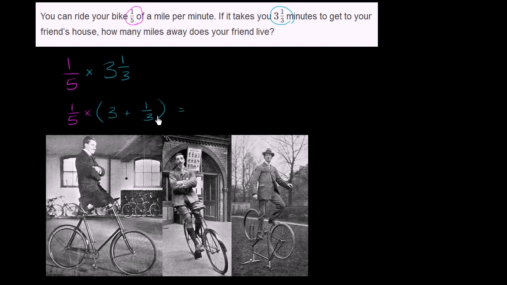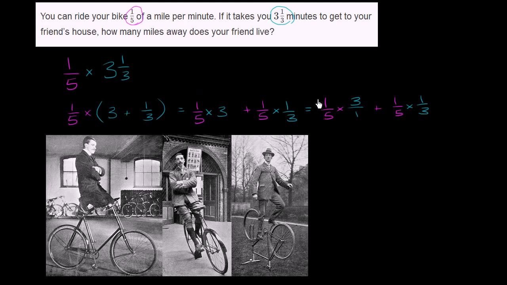And then we can just apply the distributive property. This would be 1/5 times 3, I'm going to keep the colors the same, plus 1/5 times 1/3. And this is going to be equal to, well, we could rewrite 1/5 times 3 as 1/5 times 3 over 1. That's what 3 really is if we wrote it as a fraction. And then, of course, we're going to have plus 1/5 times 1/3.